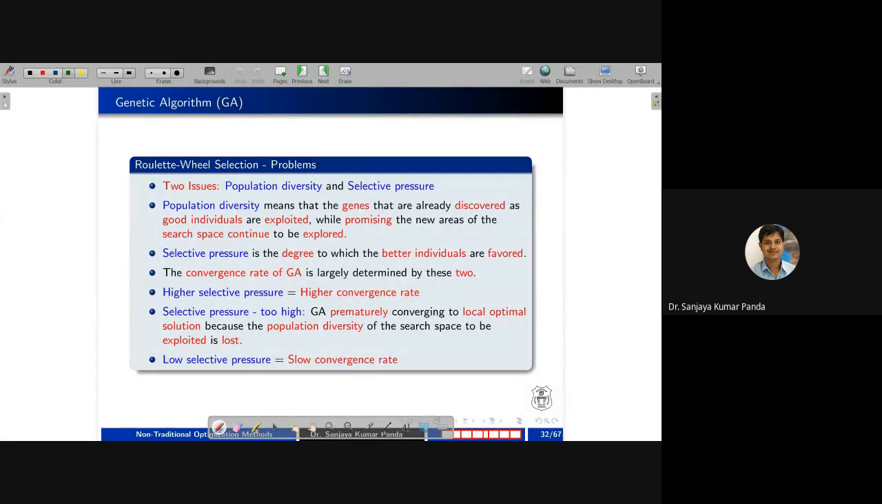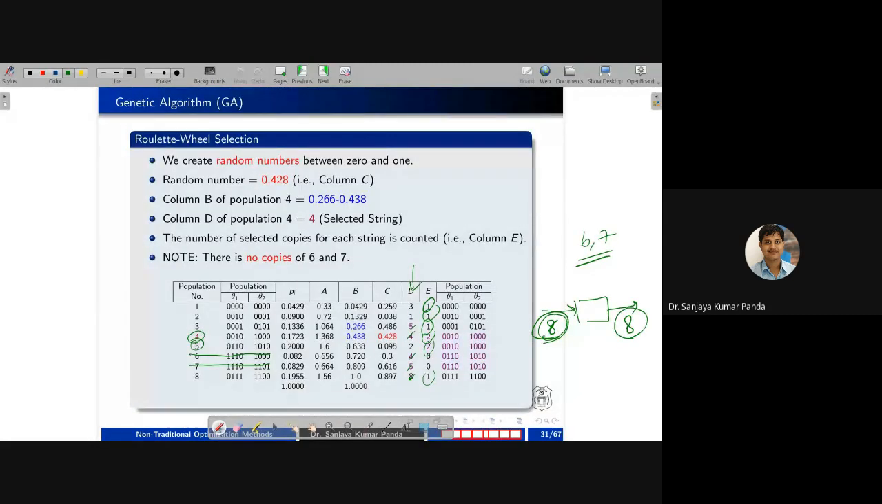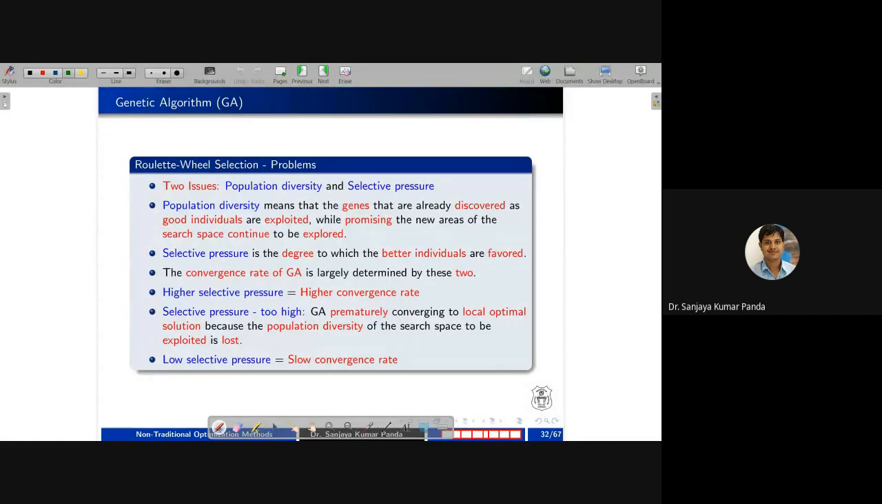The first issue is related to population diversity, which says that the genes that are already discovered as good individuals are exploited. Obviously, like here in the previous case, populations 4 and 5 are duplicated, and populations 6 and 7 are discarded. Those populations are good individuals, they are exploited, while promising new areas of the search space continue to be explored. That is population diversity, and such types of issues are there in the genetic algorithm.